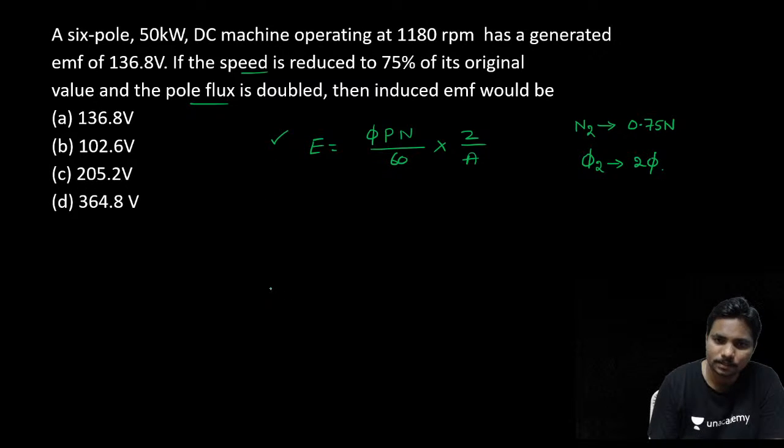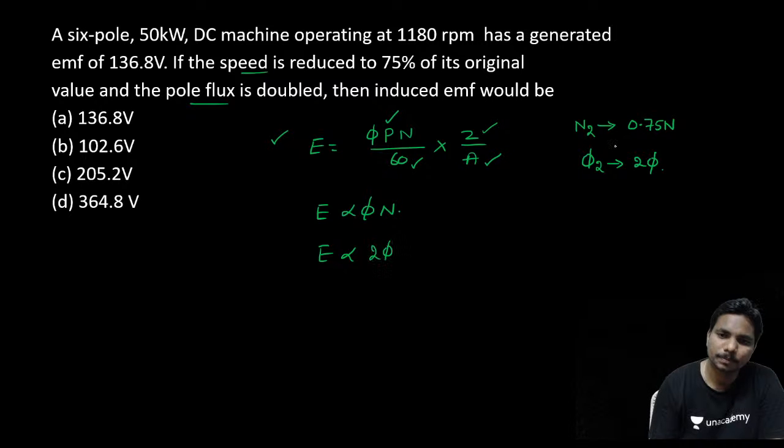Once the machine has been designed, poles are constant, 60 is a constant, conductors are constant, parallel paths are also constant. So you are getting E proportional to φ into N. Now E proportional to φ becomes 2φ, speed becomes 0.75 of N. So that means you are getting E proportional to 1.5 of φN. Let us take it as E2, which is nothing but 1.5 times of the previous EMF.